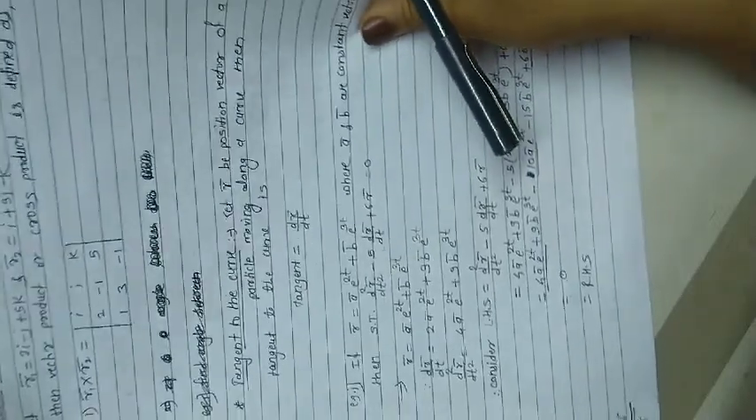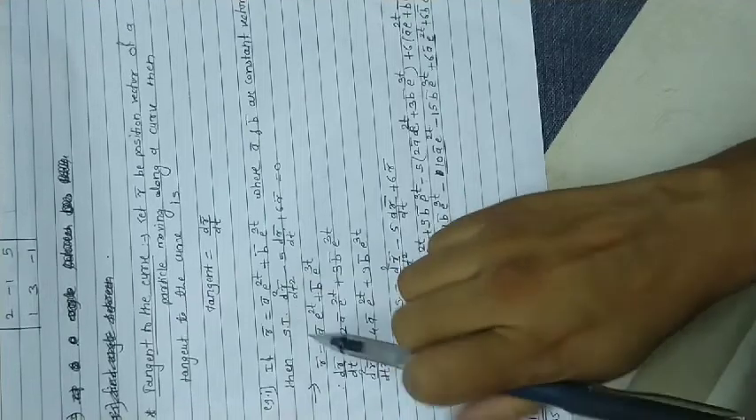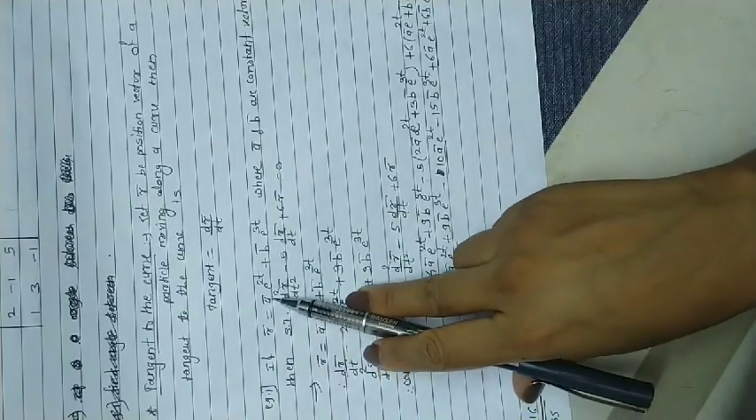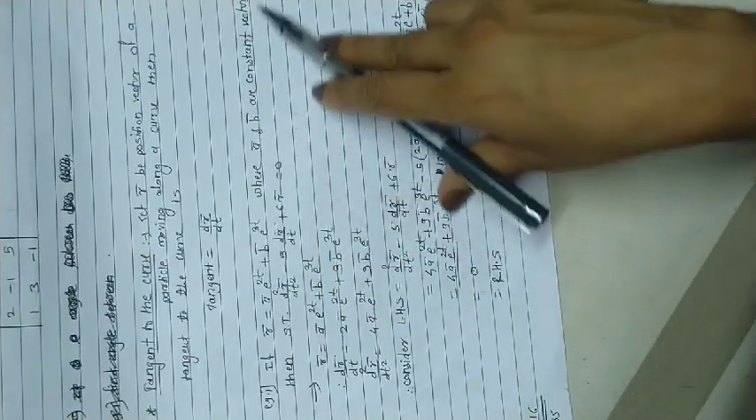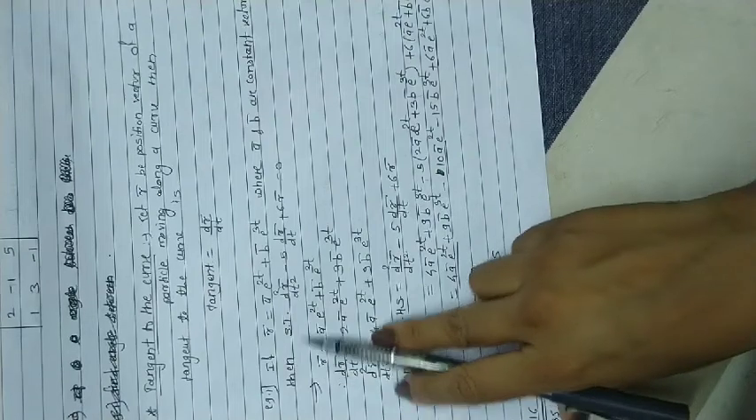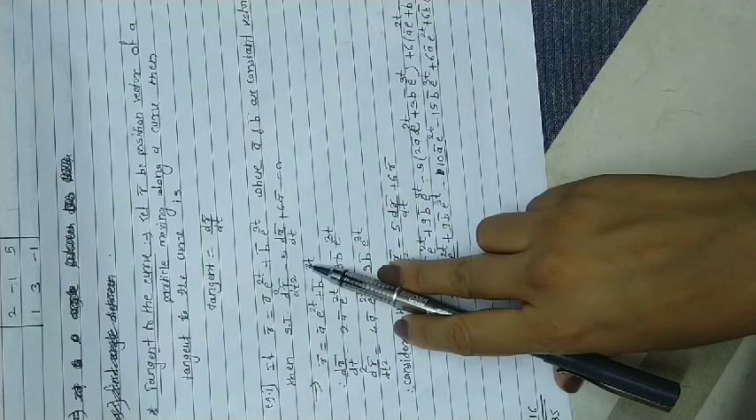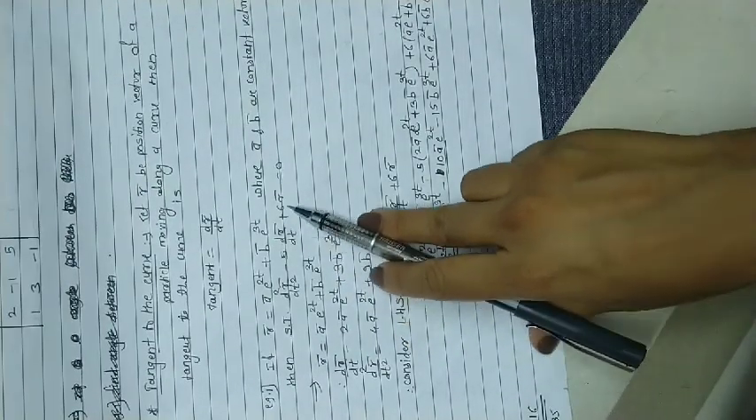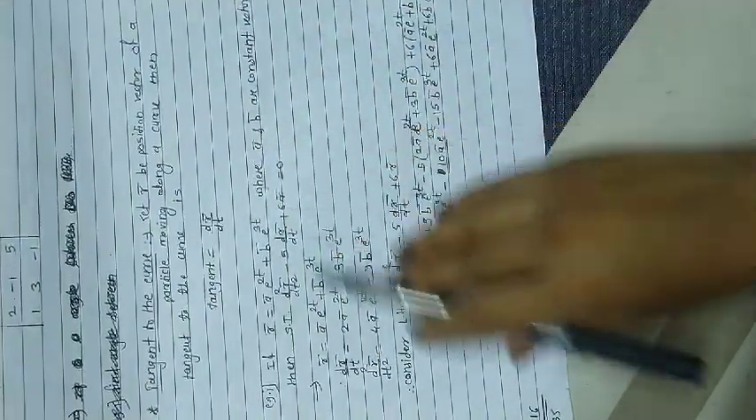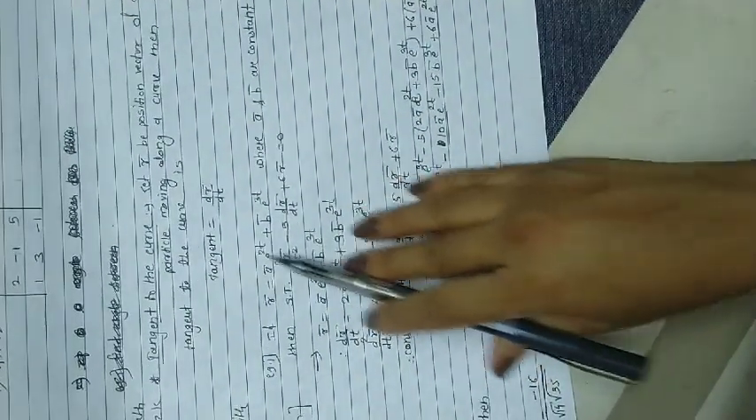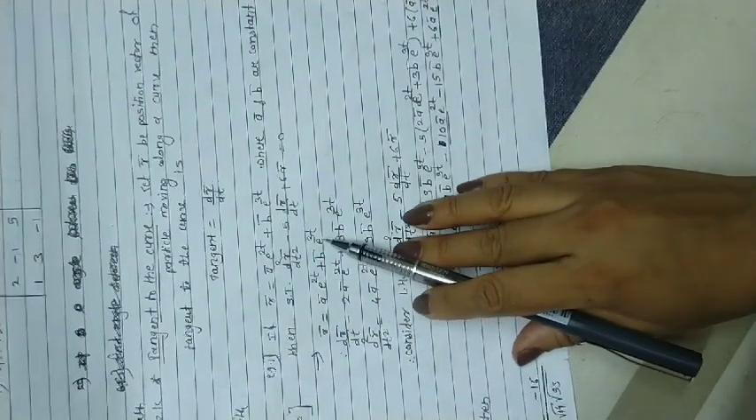Okay, now consider this first example. If r bar is equal to a bar e raised to 2t plus b bar e raised to 3t, where a bar and b bar are constant vectors. This is the given thing. What we have to prove? Prove that d2 r bar by dt squared, that is the second derivative, minus 5 into dr bar by dt, that is the first derivative, plus 6 r bar is equal to 0. We have to show that. Now consider r bar, just copy it as it is: r bar is equal to a bar e raised to 2t plus b bar e raised to 3t.